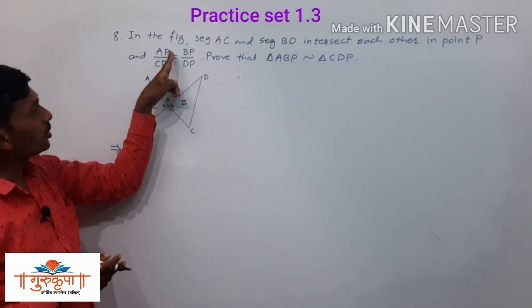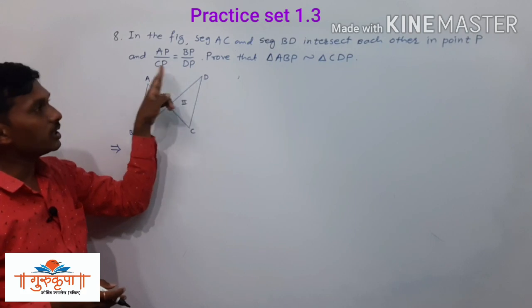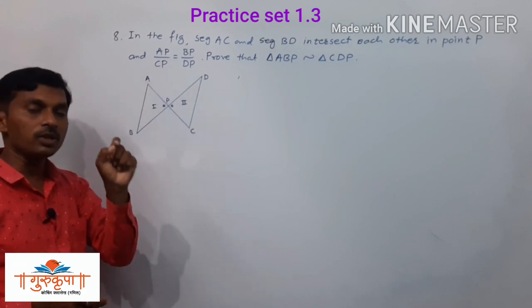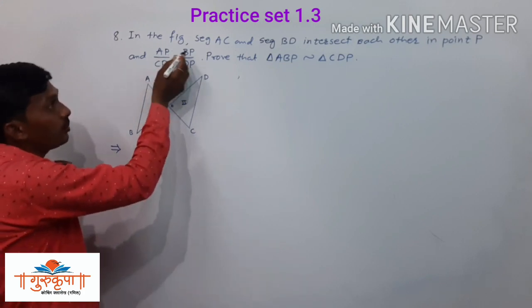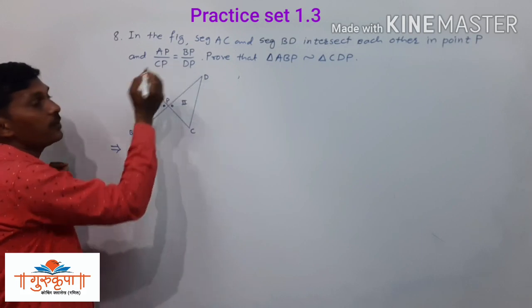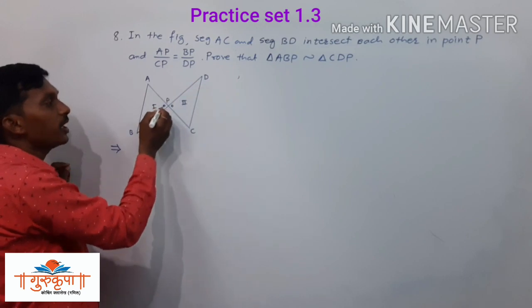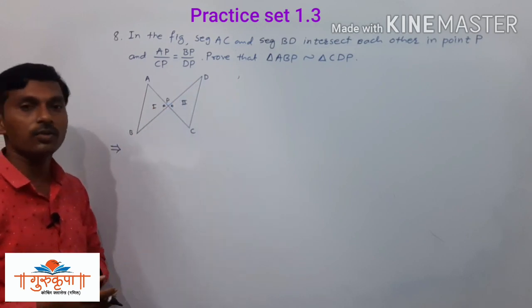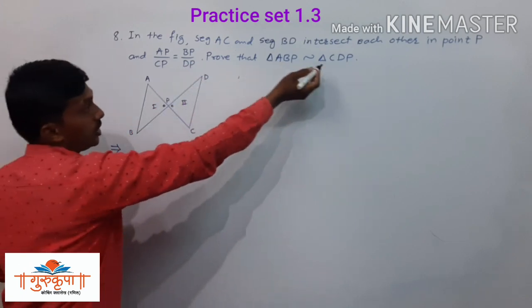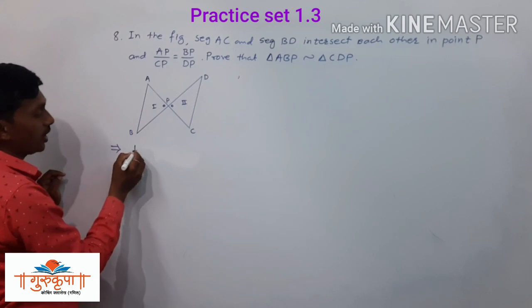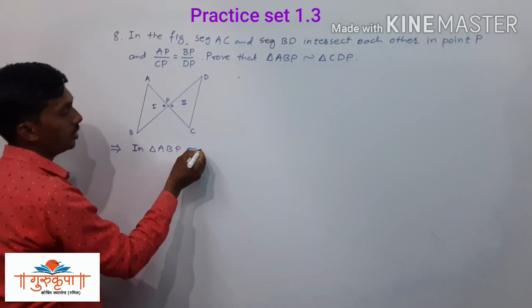It is already given that two sides of triangle ABP proportionally divide the two sides of triangle CDP. Now we just have to think about an angle which is included by AP and BP, and CP and DP, and we can easily prove that angle APB is congruent to angle CPD, and the reason is vertically opposite angles are always congruent with each other. So here we have to show that these two triangles are similar to each other, so we will write the names of the triangles, that is in triangle ABP and triangle CDP.